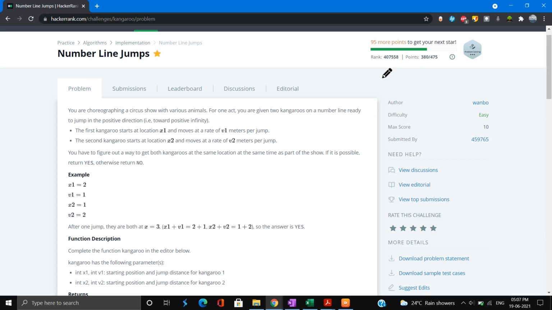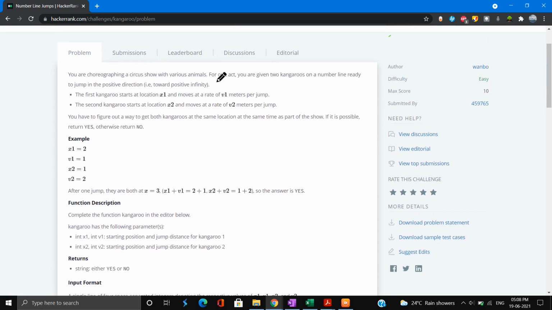Hello everyone. So today we are going to solve a question of the problem solving section of the HackerRank. The question is Number Line Jumps. So quickly let's see what the question is about. I'll explain it in short. You can also read the question from the link given in the description below.